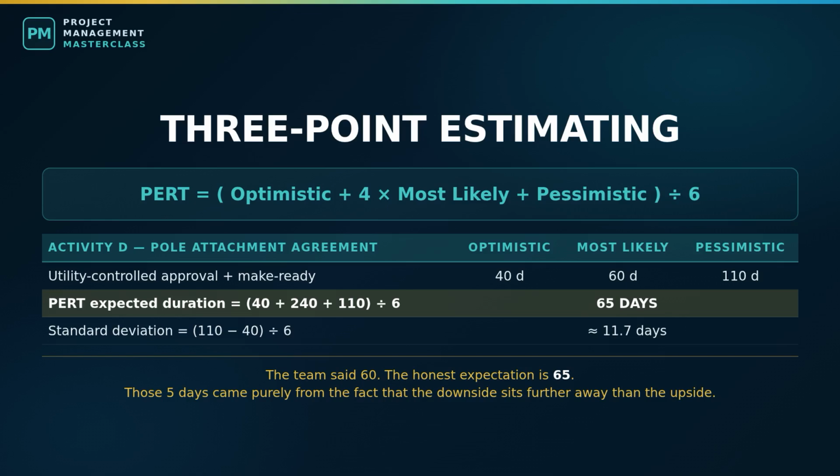One more number. The standard deviation is roughly pessimistic, minus optimistic over 6. 110 minus 40, over 6, is about 11.5 days. Hold on to that, because when we get to schedule risk, it is going to matter enormously.